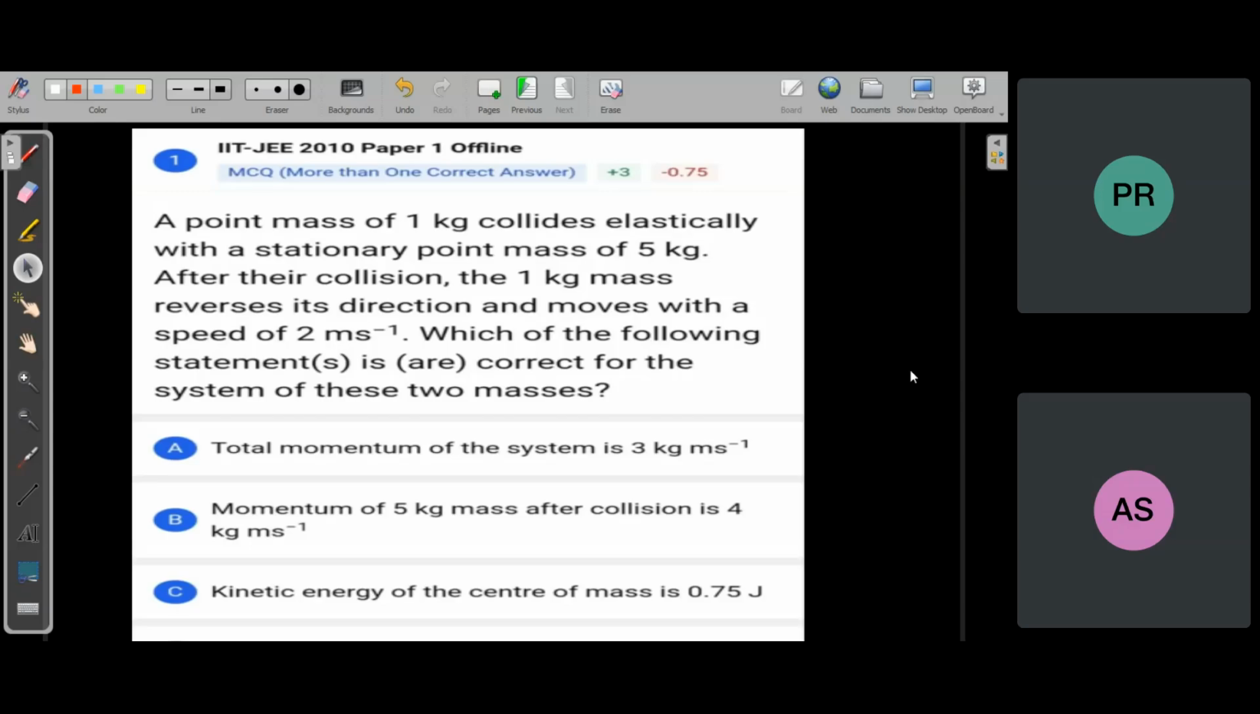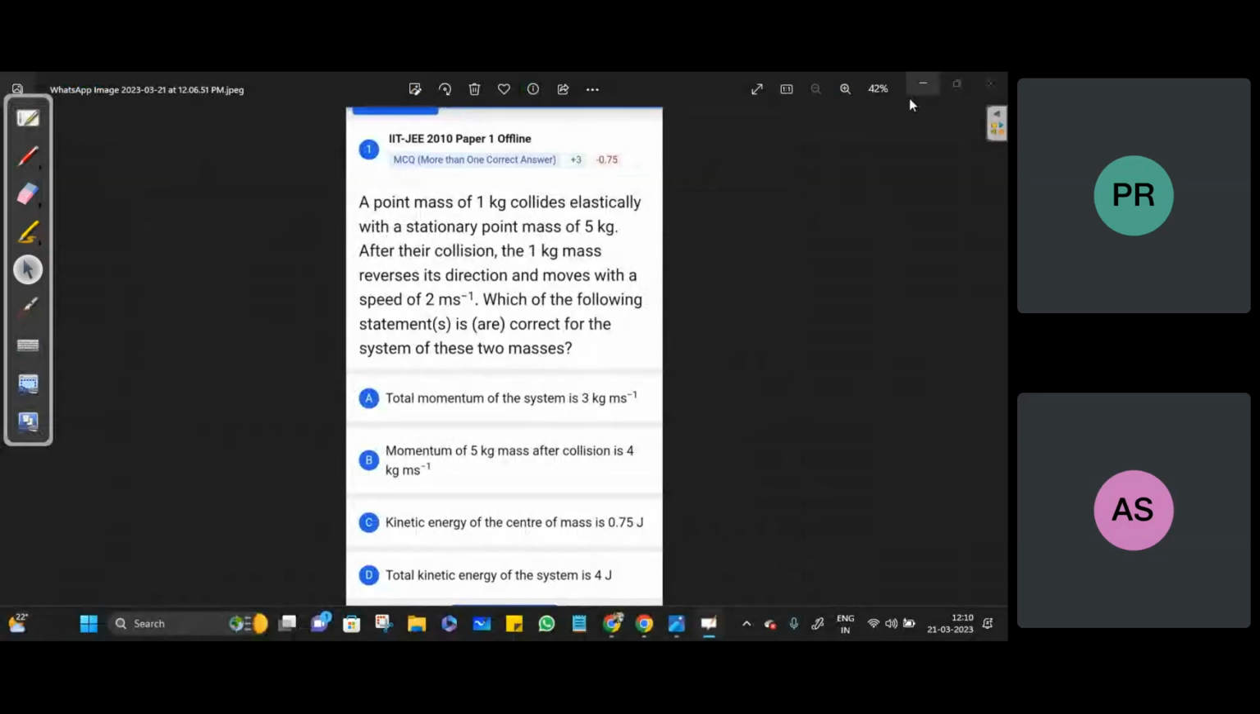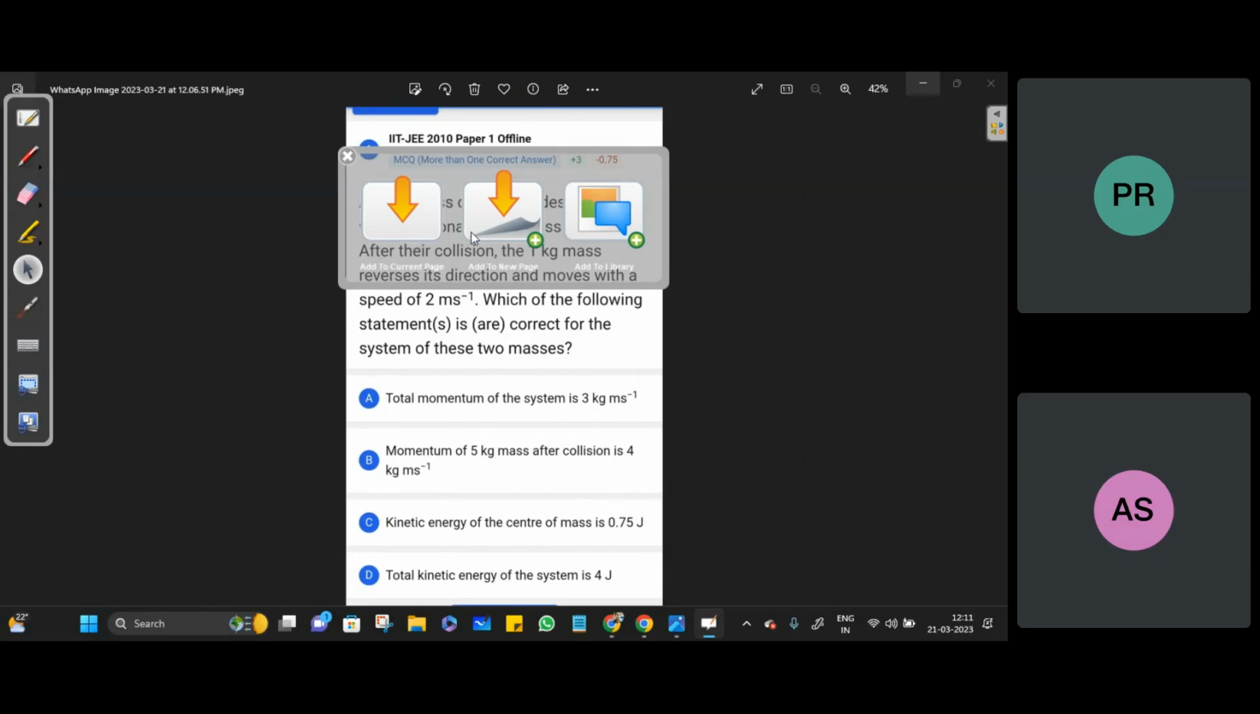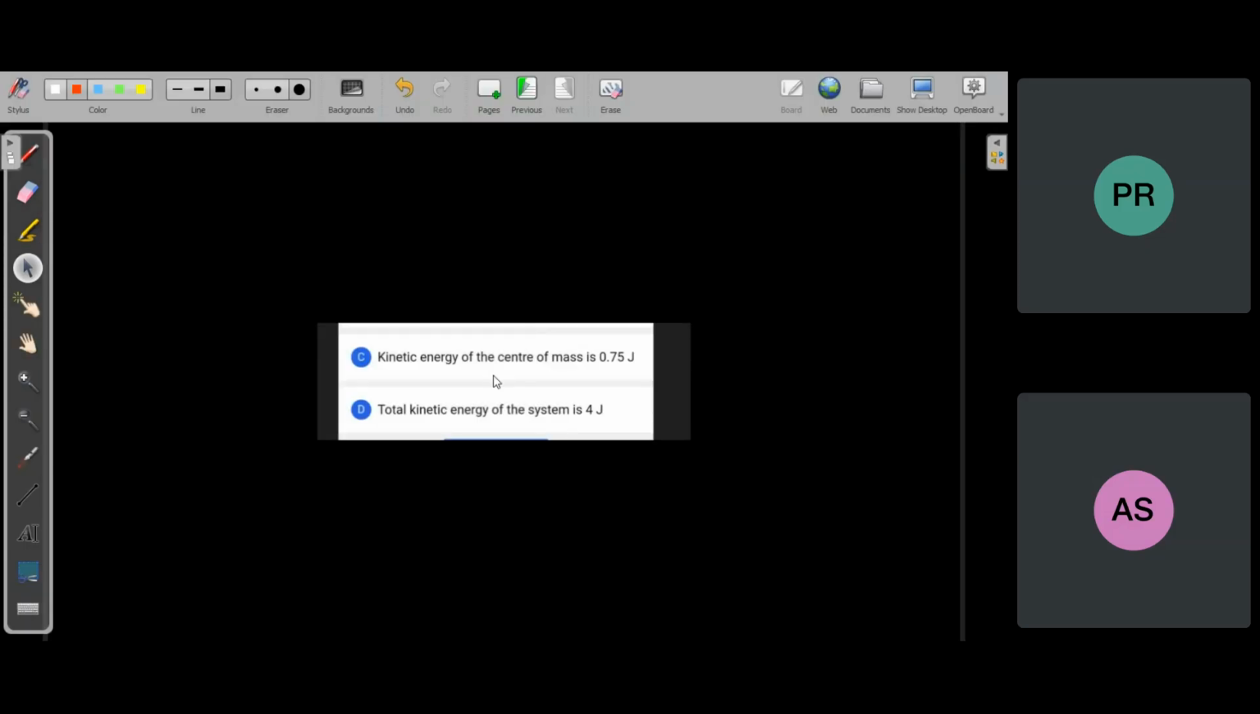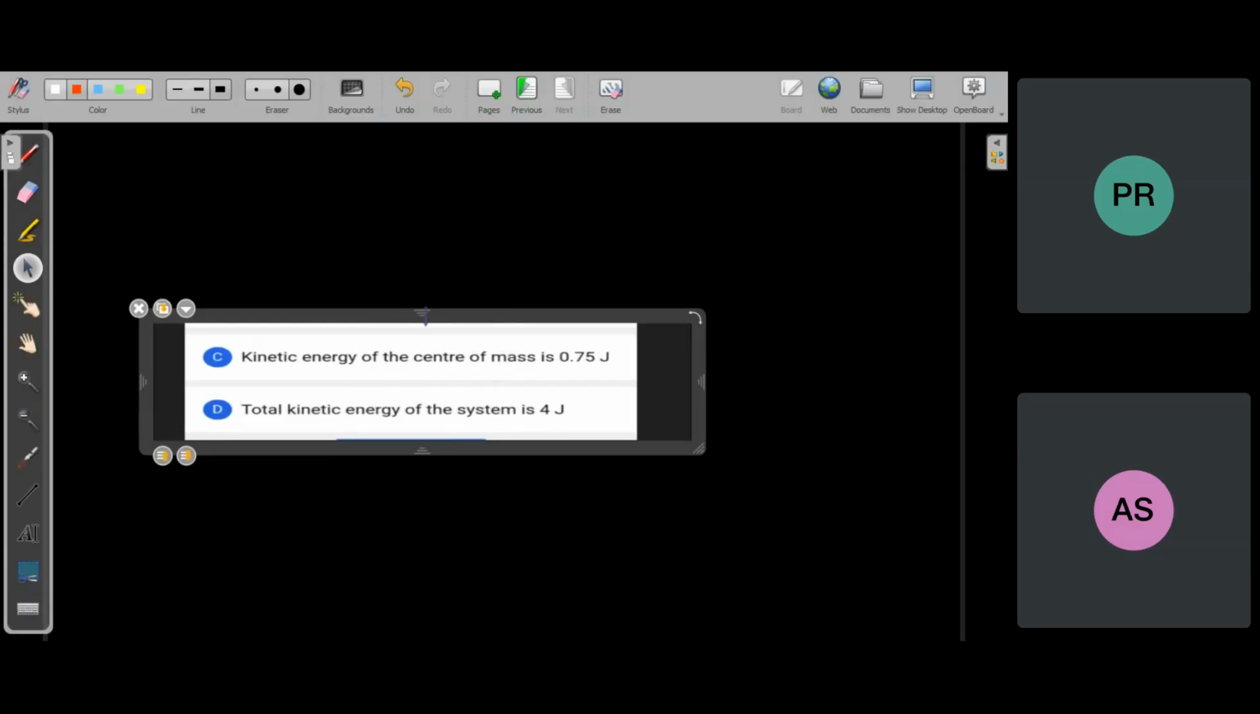Sir, what is the fourth option? I will show you the fourth option. Yes, sir. Now it's showing. This is the fourth option, right? Yes, sir.